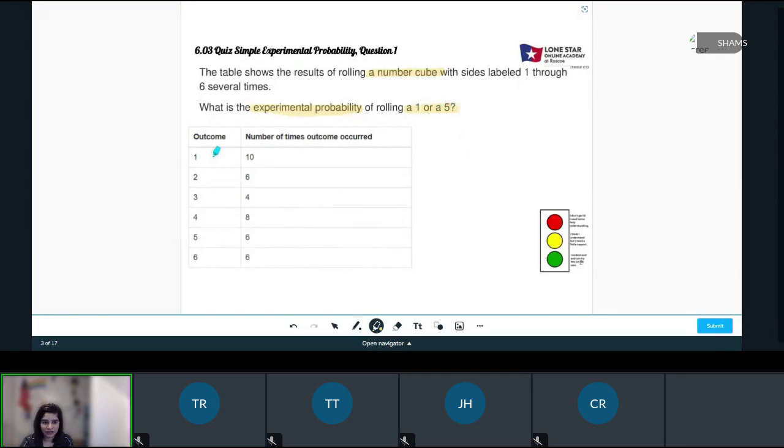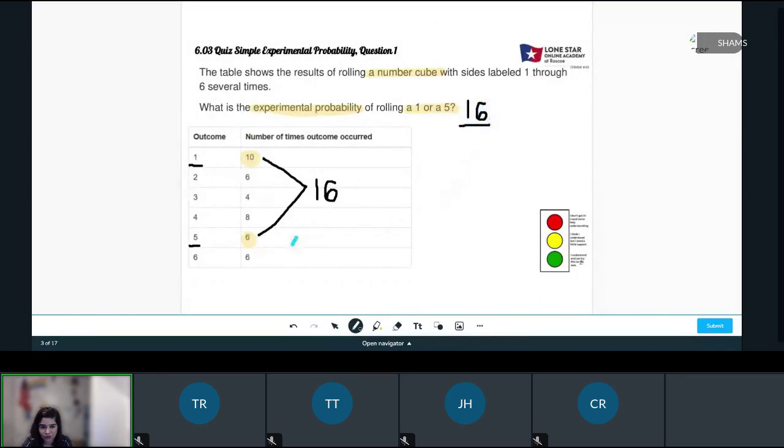Rolling a 1 happened 10 times. Rolling a 5 happened 6 times. Altogether, rolling a 1 or rolling a 5 happened 16 times. Do you all agree it happened 16 times? So if you are finding the probability of a 1 or a 5, it happened 16 times.